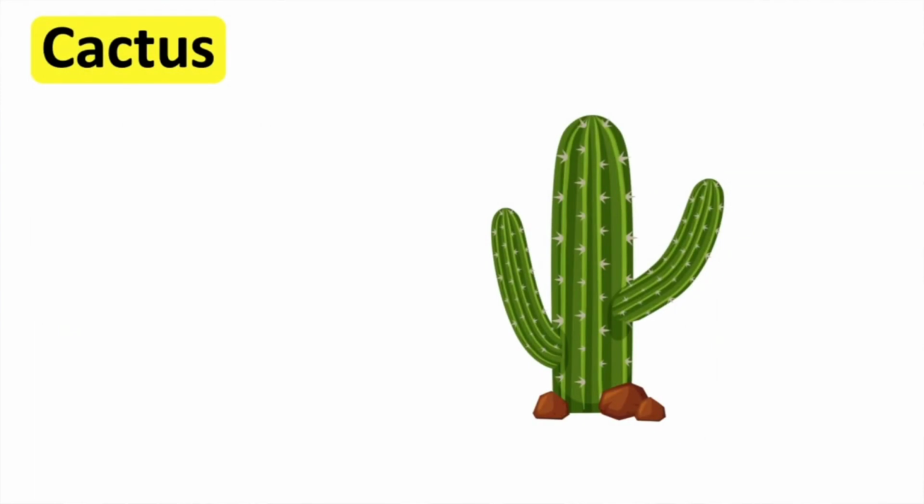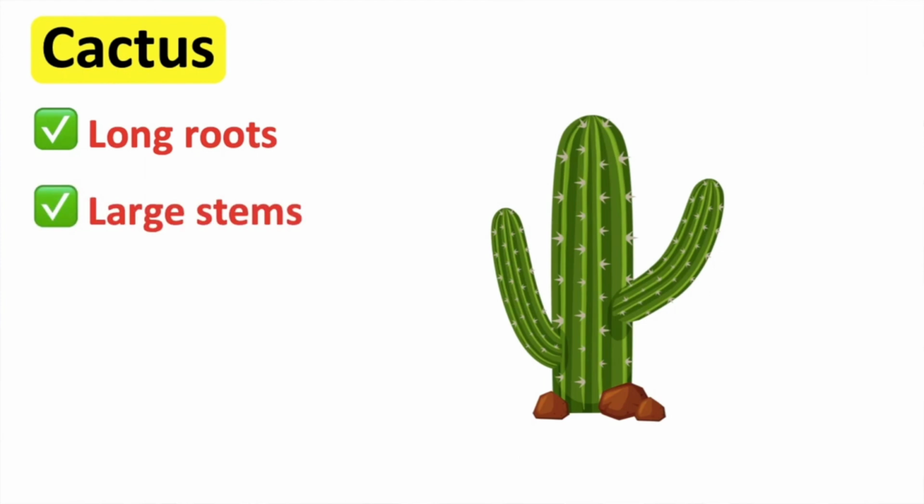Cacti. These are also adapted for survival in the desert. They have long roots that spread over a wide area to find water. Their large stems help to store water. Cacti have thick, waxy skin that helps them reduce water loss and to reflect heat.